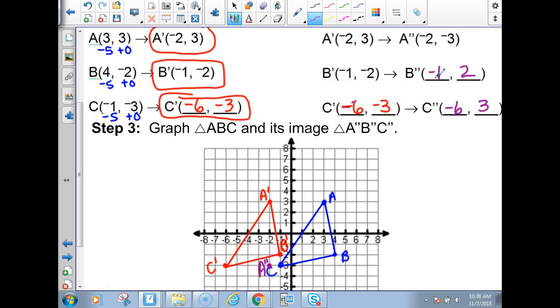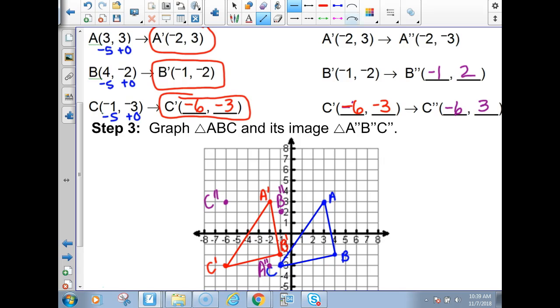Okay. (-1, 2), left 1, up 2. That's where B double prime is. And the reason is B prime is 2 below the x-axis, so you would go over 2 above. A prime was 3 above, now it's 3 below. And now C prime, it's 3 below, so you go 3 above. And there's where C double prime should be, and it says it's at (-6, 3), and that is where I'm located.